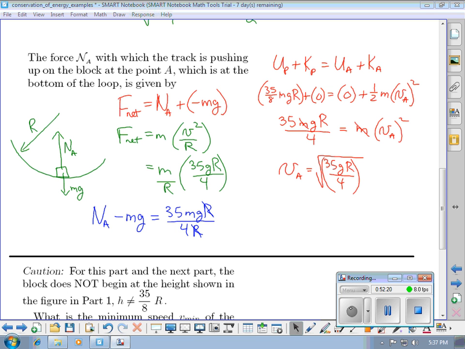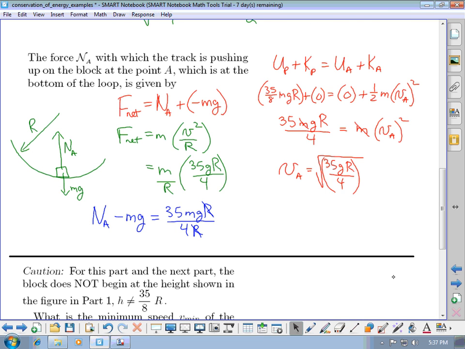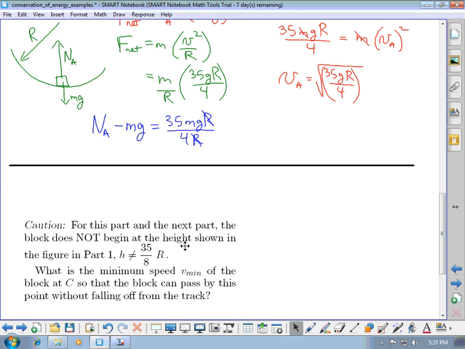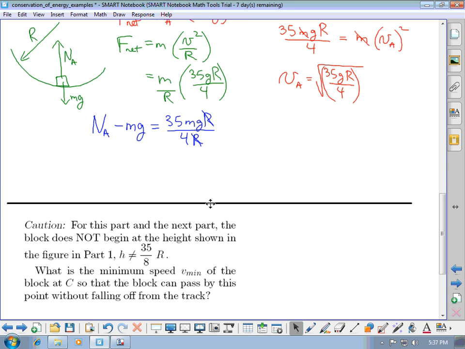So the r's cancel out. And so solving this for that normal force, I get that the upward force of the track at point A, if I add mg to both sides, I have 35 mg over 4 plus mg. So it's going to be 39 mg over 4.